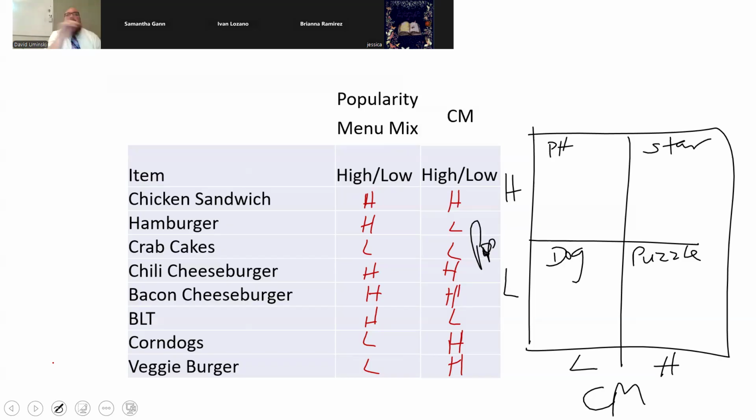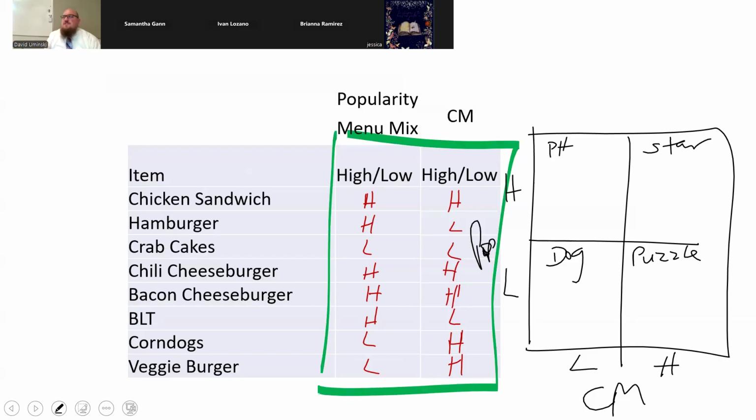Which two categories do you think would be the easiest to identify just by looking at this chart right here? Which two are the easiest to identify? So dog is 1. Why? 2 L's. Because it's 2 L's. And what's the opposite of that? Highs. Star, which is 2 highs. So what I would recommend as you are analyzing this, everyone put your pencils down, look at me. Do not go item by item by item. Go category by category. So that way, as you're going through, you already have what you're looking for.